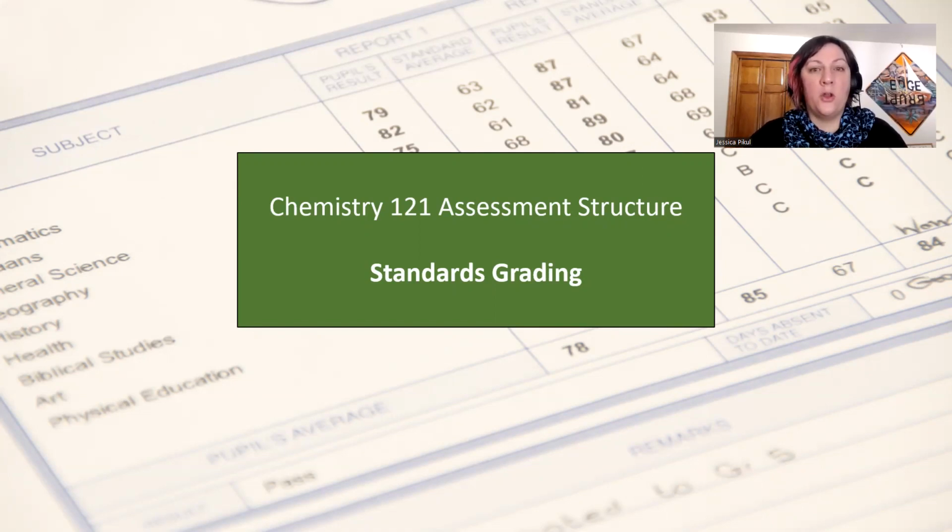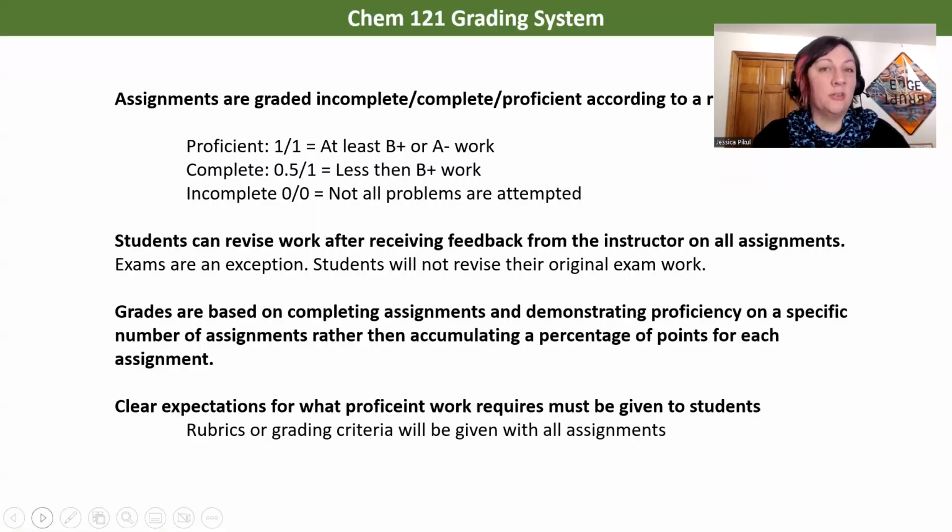In this video, I want to walk through our grading policies for Chemistry 121 this winter. So in general, the grading structure borrows from styles like standards-based grading, specifications grading, or labor-based grading. The impact of it is that all of our assignments are going to be graded as either incomplete, complete, or proficient. So there's just 3 levels instead of a number of points that you would get a percentage of for each assignment.